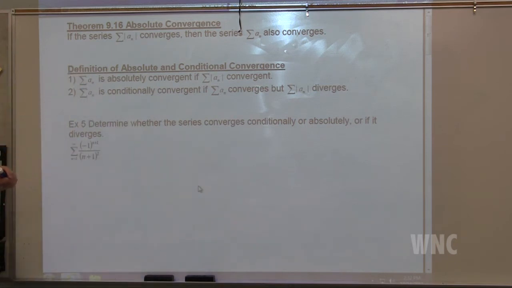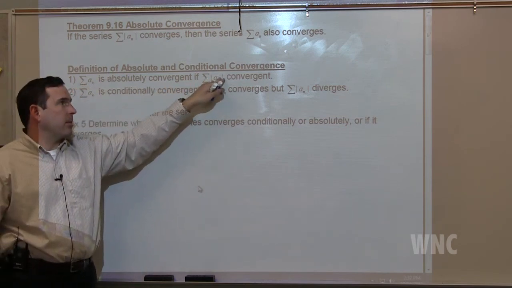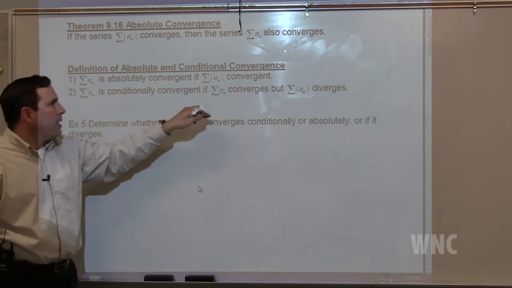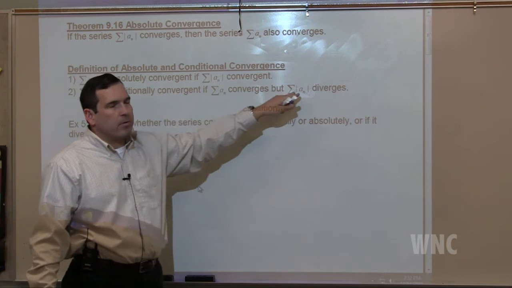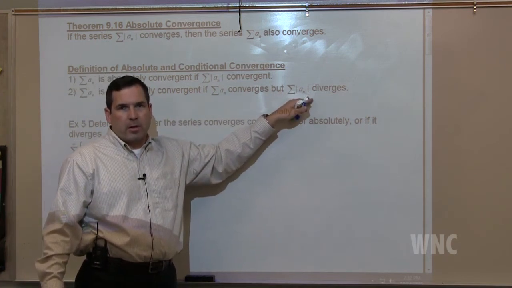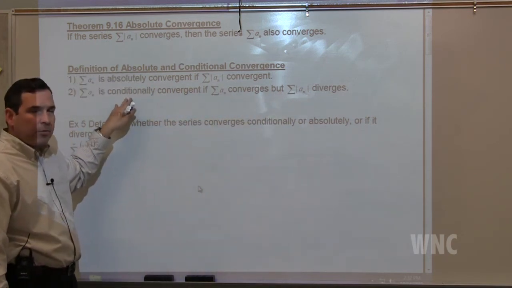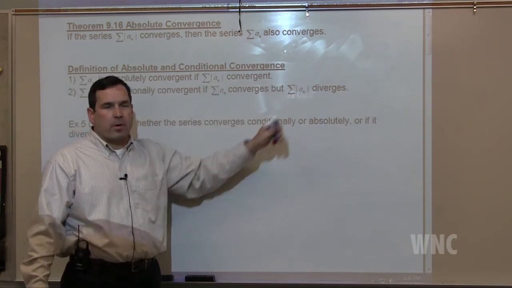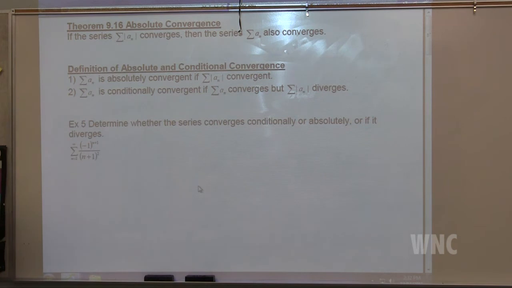Definition of absolute and conditional convergence. The series sum of a sub n is absolutely convergent if the sum of the absolute value is convergent. And the series is conditionally convergent if the sum is convergent but the sum of the absolute value diverges. So it's conditionally convergent if you can't have it converge with the absolute value, if you need that negative in there to cancel terms out.